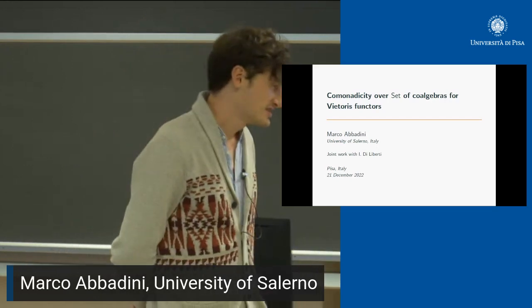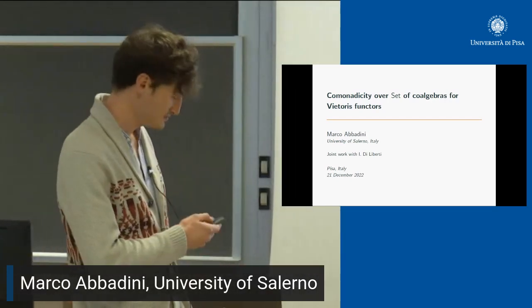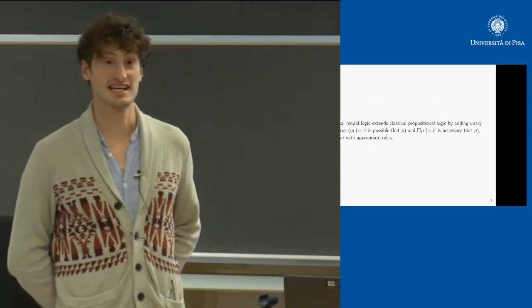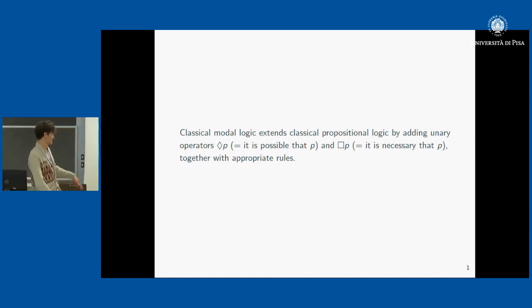The motivation stems from modal logic. Classical modal logic extends classical propositional logic by adding two unary operators: diamond, which expresses possibility, and box, "it is necessary that P", together with appropriate rules.